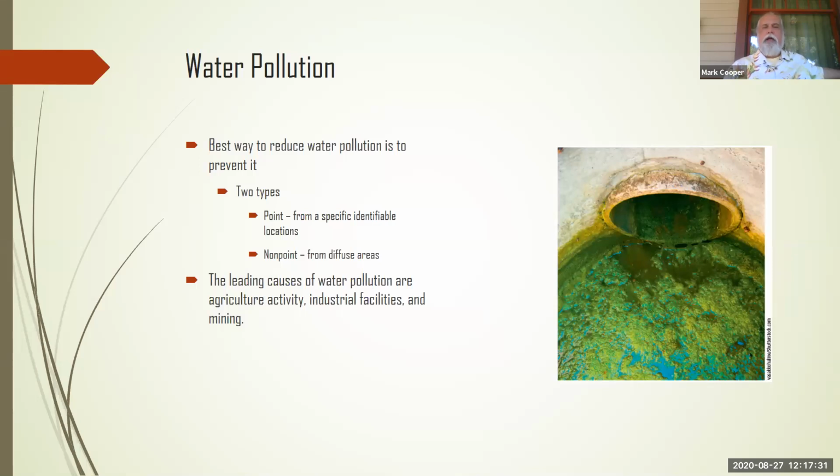And that would be the non-point. The leading causes of water pollution today are really agriculture, industry, and mining. Those three things. We can do our parts, with runoff from our cars and from our houses, and if we litter the trash. But most of it still is coming from agricultural activities, industrial facilities, and mining.